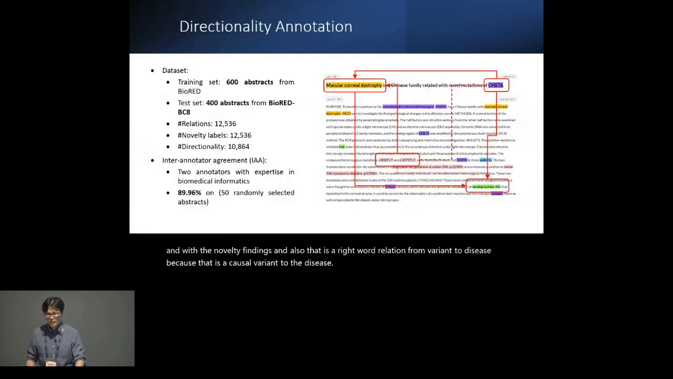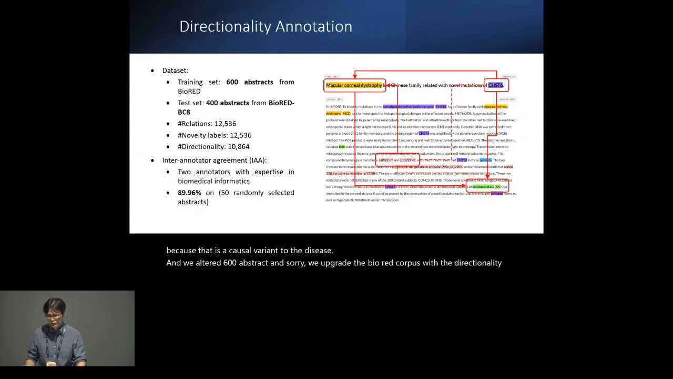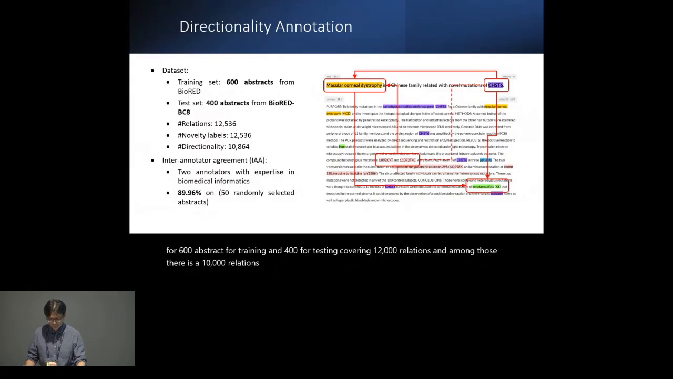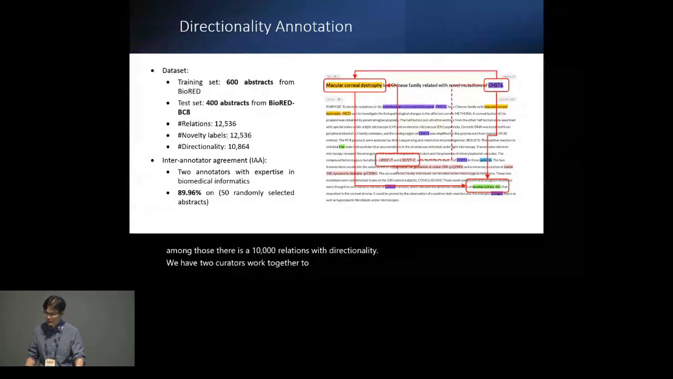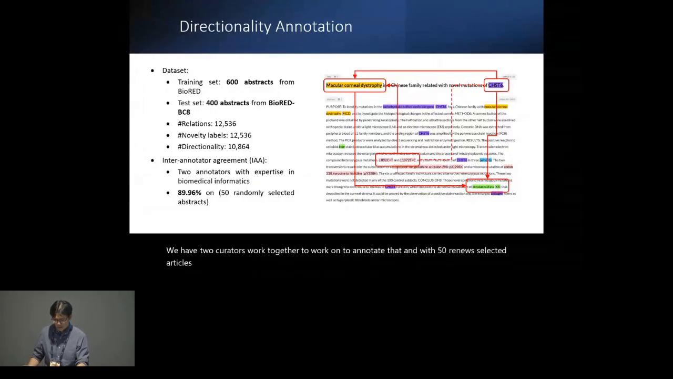We annotated 600 abstracts, upgrading the BioRED corpus with directionality: 600 abstracts for training and 400 for testing, covering 12,000 relations. Among those, there are 10,000 relations with directionality. Two curators worked together on the annotation, with 50 randomly selected articles overlapping, and our annotator agreement is almost 90%.